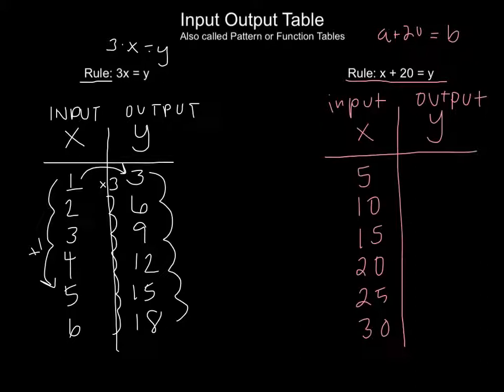So the rule was x plus 20. And I'm going to start plugging in the first value for x, which is 5 plus 20. And it's important, especially if your operations are multiplication or subtraction, that you're replacing the number with the exact placement of the variable in the problem. I know 5 plus 20 is 25. So when I put in 5, I get out 25. Next I will do 10. 10 plus 20 is 30.